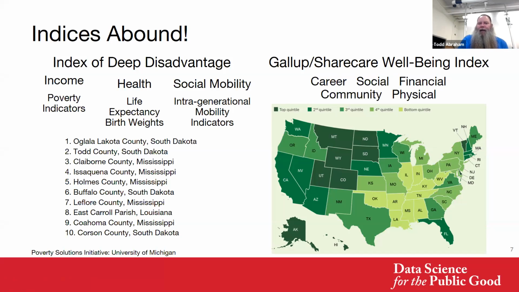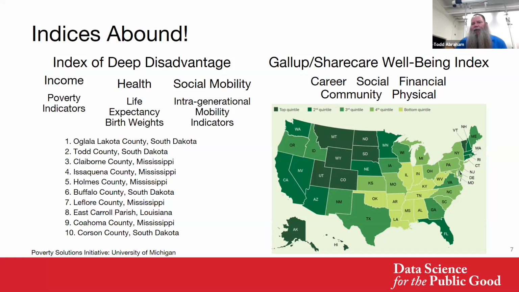Income uses a series of poverty indicators, so things like per capita income, joblessness, education, percentage of the population in a particular area with less than a high school diploma, and so forth. Health combines multiple indicators of physical health, life expectancy, birth weights, other things like obesity rates, all sorts of things like that. And then there's a component of social mobility. How much do people within the same generation move in and out of communities? Indicators of residential stability and things of that nature.